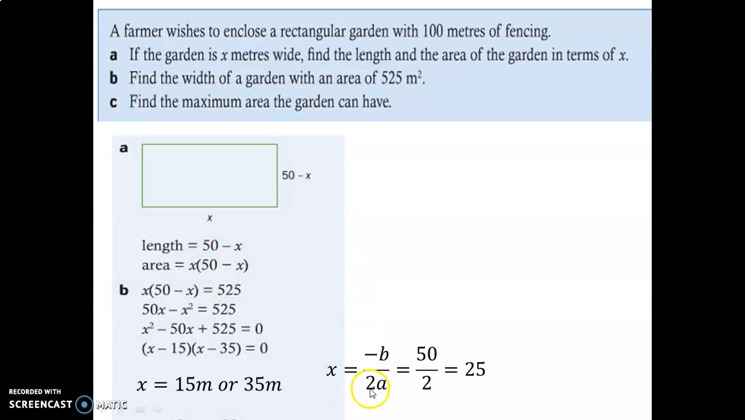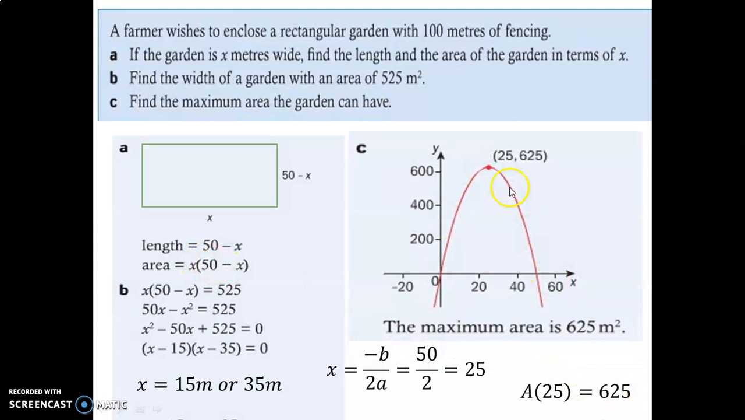Okay, so we use negative b over 2a. If this was multiplied out, it would become 50x minus x squared, right? So negative b is negative 50 over 2 times negative 1, which is 50 over 2, 25. And then put that into the area formula, and you get 625. So if that 25 goes back into this formula here, we get an area of 625.